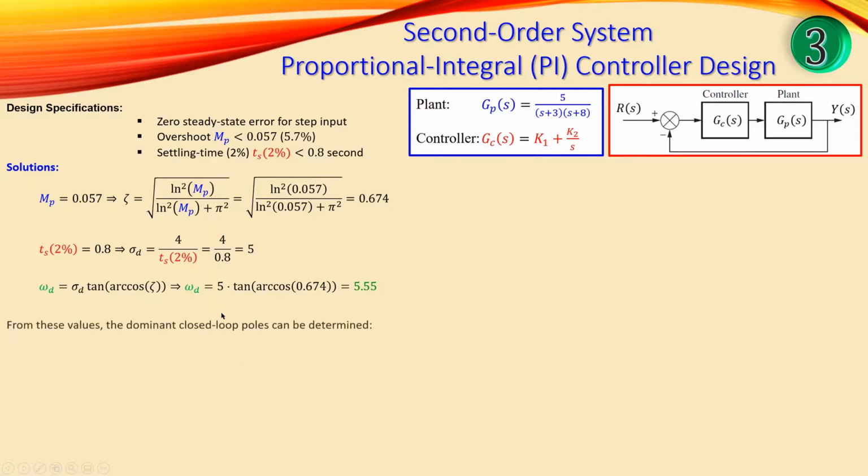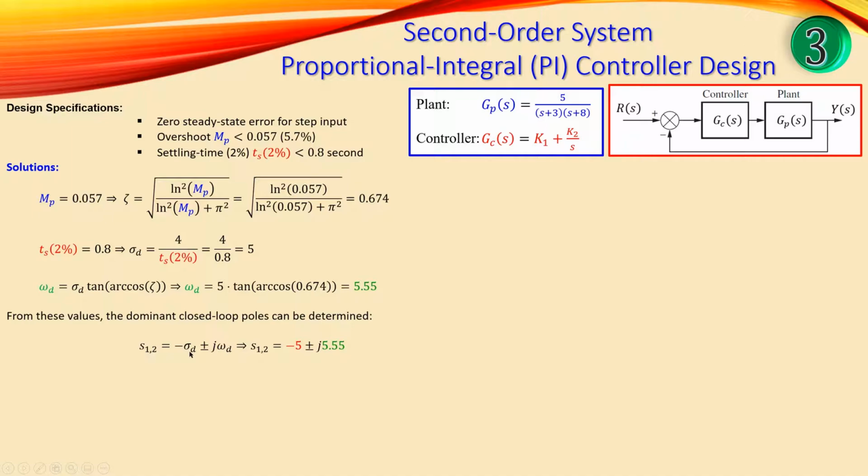5.55. Now from these values I can determine the closed loop poles, which are assumed to be dominant, and these are the following: S1,2 will be minus sigma D plus or minus j omega D. So S1,2 is equal to -5 for the real part, and plus or minus j 5.55. Now for the design point, I will just take one of these dominant closed loop poles. I will take the one with the positive imaginary part. So that will be P1, my name for the design point, which is -5 plus j 5.55.